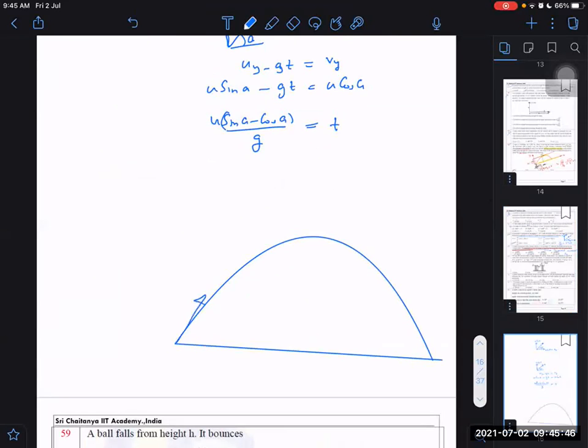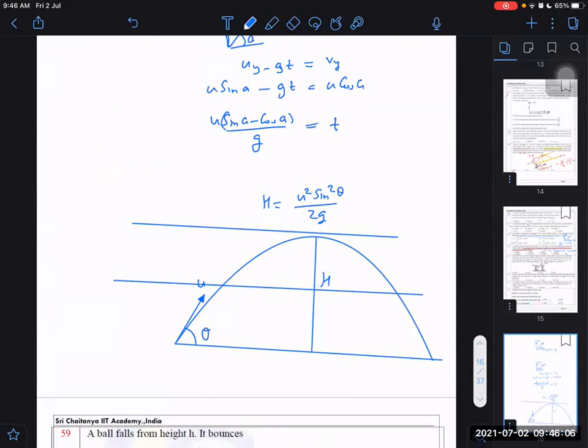What is the initial velocity given in this? Given as u, angle is theta. What is the maximum height attained? We already know, we can find it out. The formula is u square sine square theta by 2g. What will be half of the maximum height then? That will be h by 2. We can get it easily.